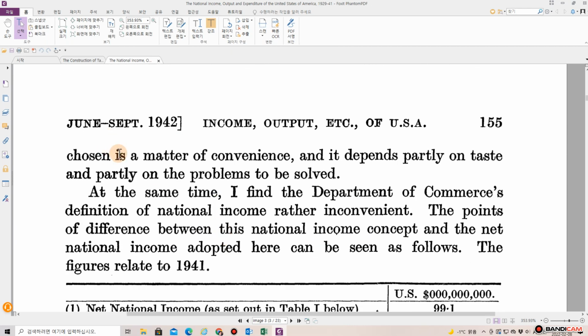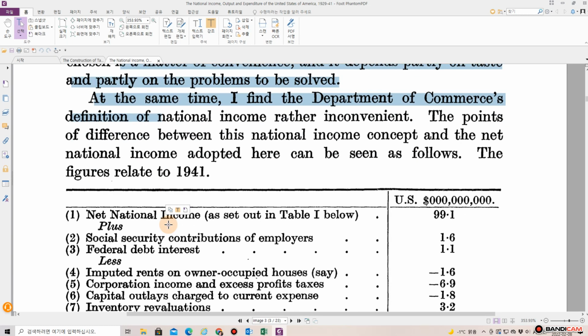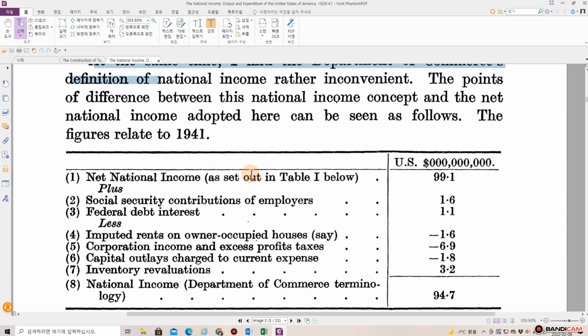Which is chosen is a matter of convenience, and it depends partly on taste and partly on the problems to be solved. At the same time, I find the Department of Commerce's definition of national income rather inconvenient. The point of difference between this national income concept and the net national income adopted here can be seen as follows. The figures relate to 1941.